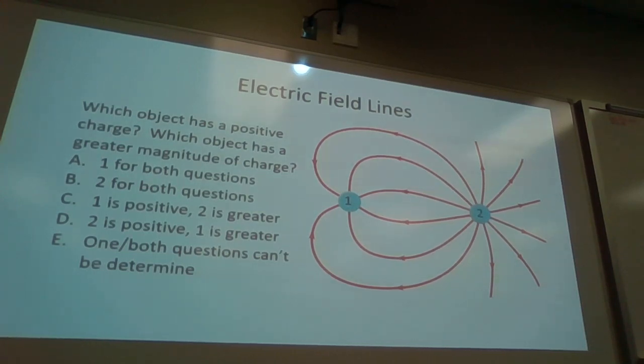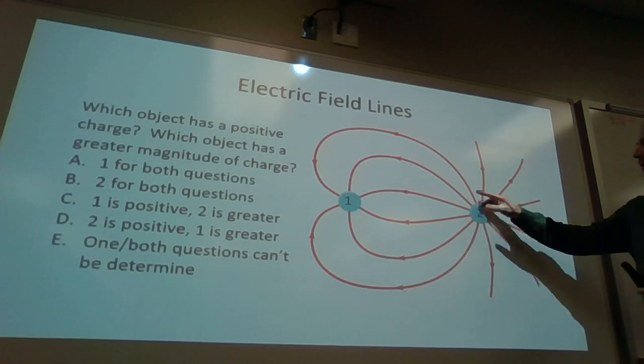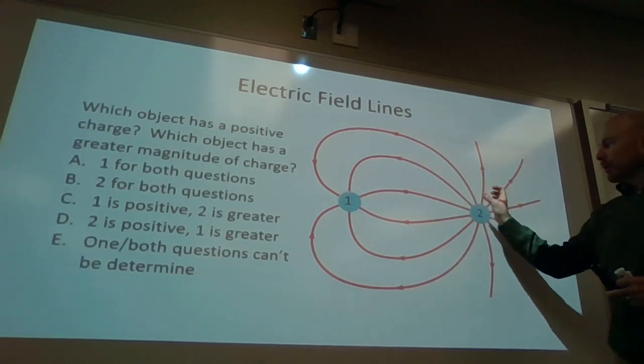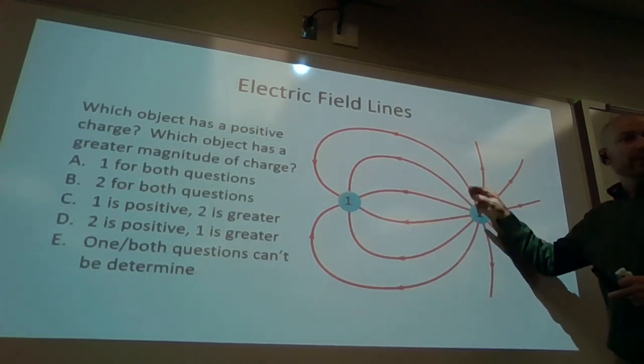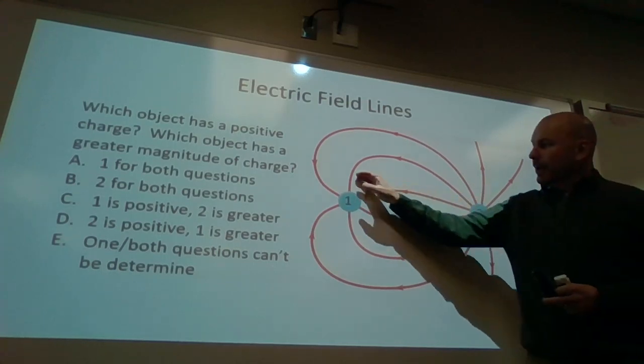It's going out of positive into negative. And then you know that 2 has a greater charge because there's more lines. The electric field lines are more densely packed, creating a stronger electric field than over here.